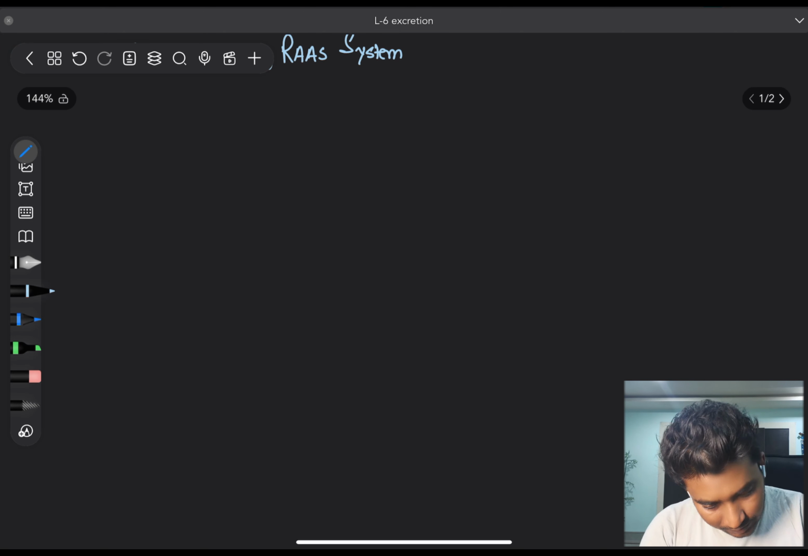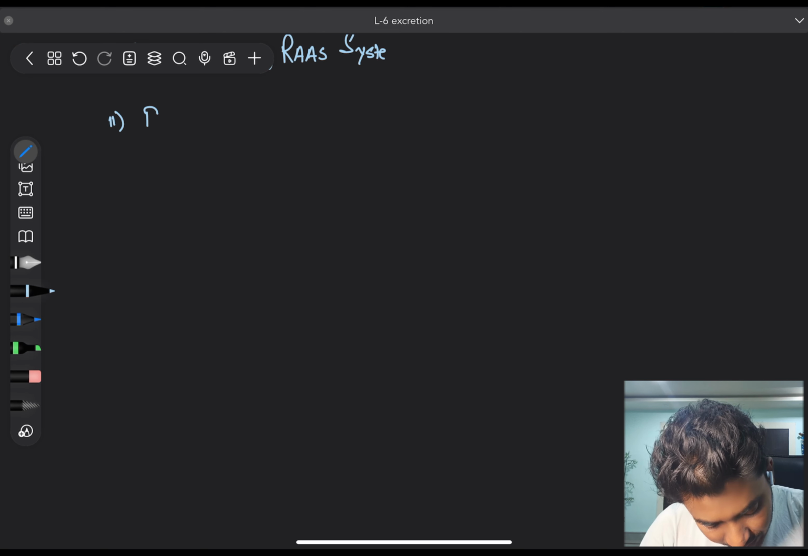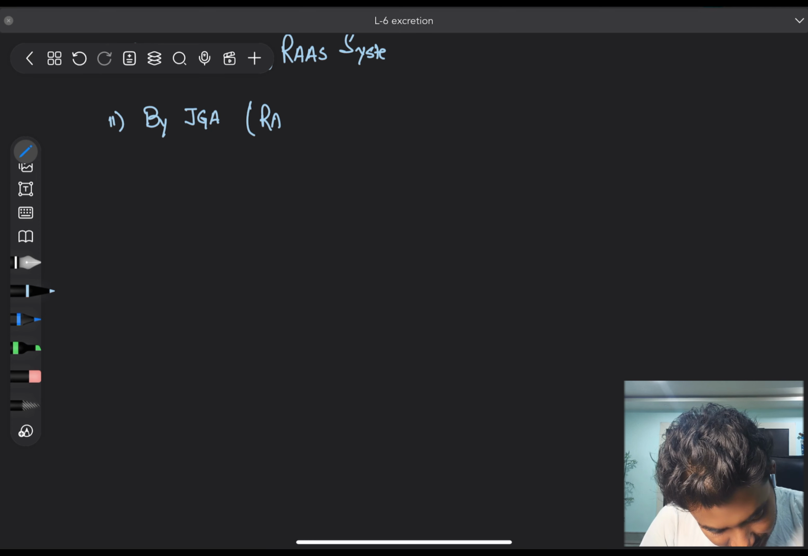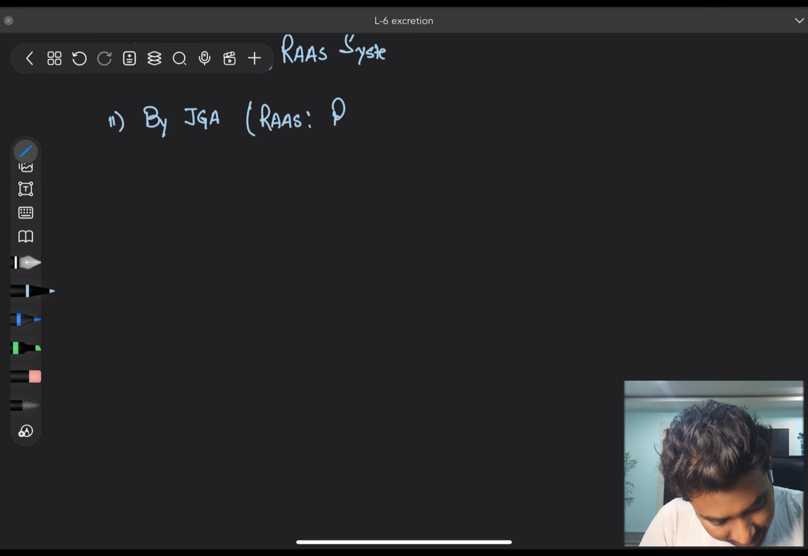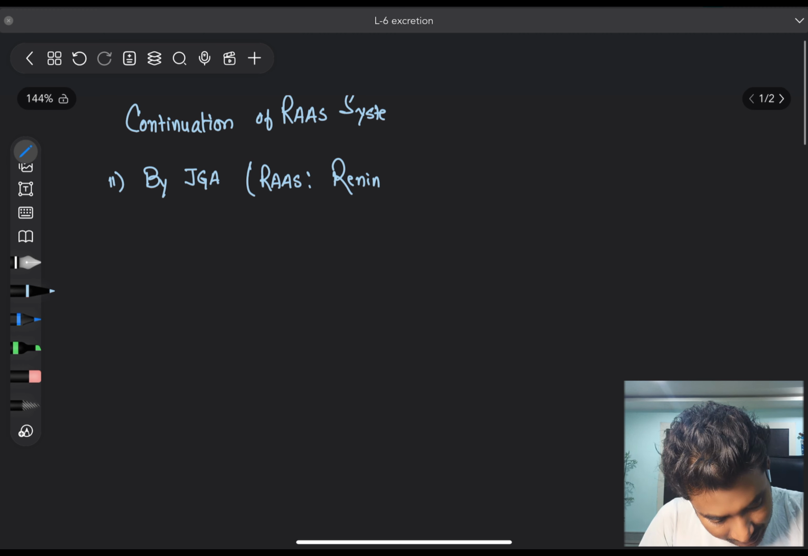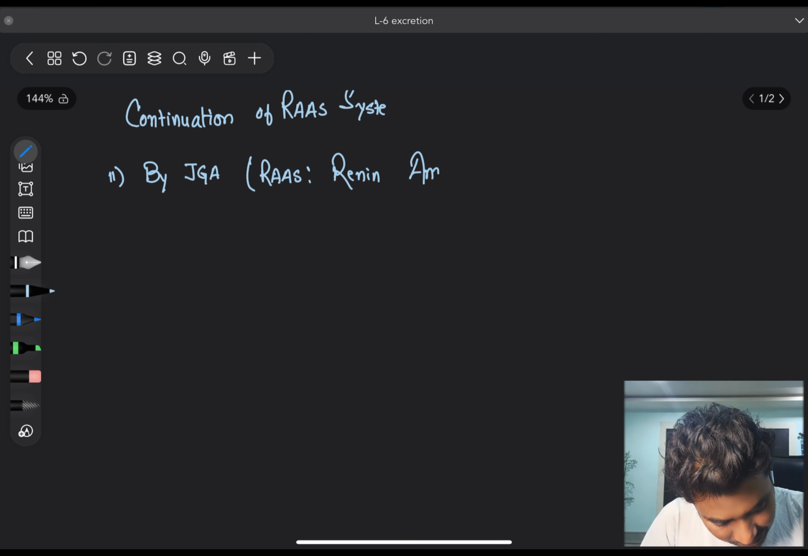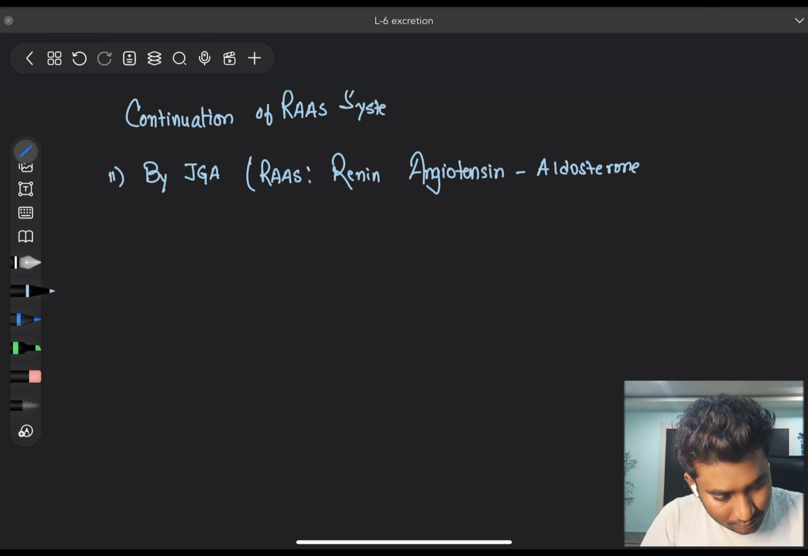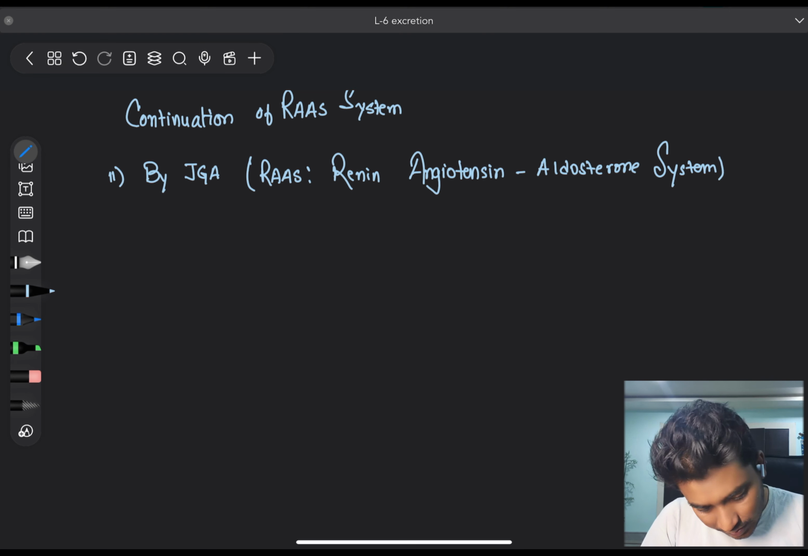So what happens? The second point is by the JGA, that is the juxtaglomerular apparatus. The RAS system, RAS full form is renin, single N, renin, angiotensin, aldosterone system. Okay, so when does it operate?